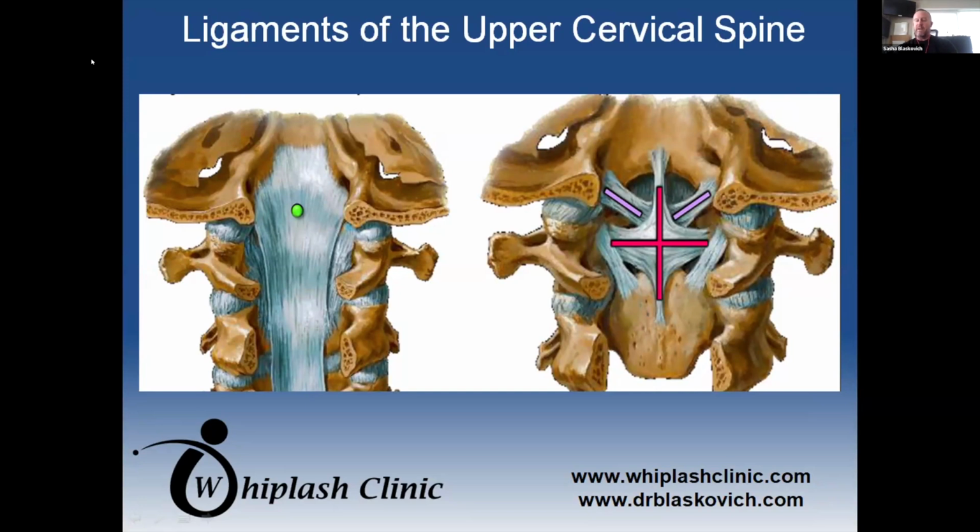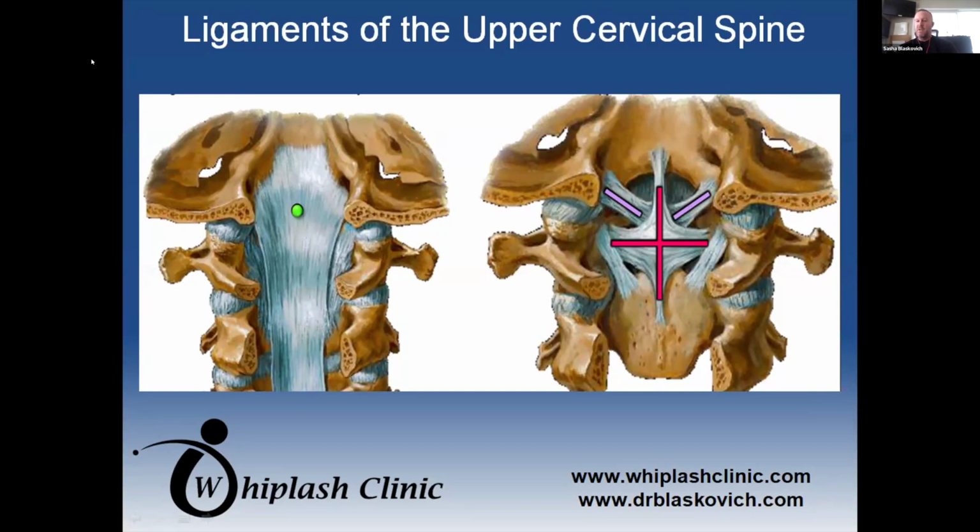Its job, obviously, is preventing anterior translation of the vertebrae. Very important structure in stabilizing the skull onto C1. And when you peel that away, where the green dot is, you get to see what's behind it. And so the red cross in the middle, that is the cruciate ligaments.